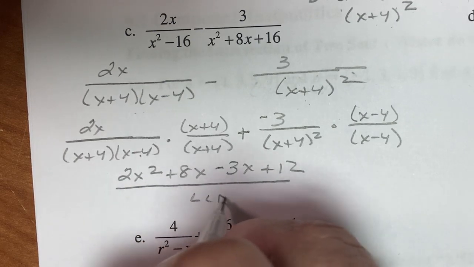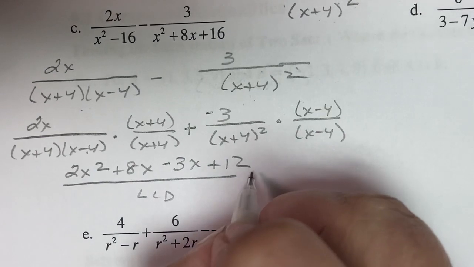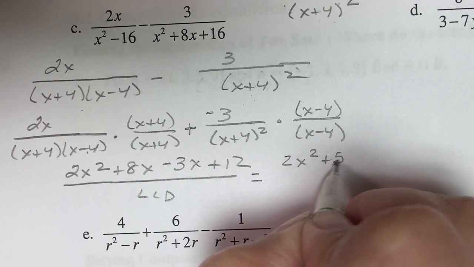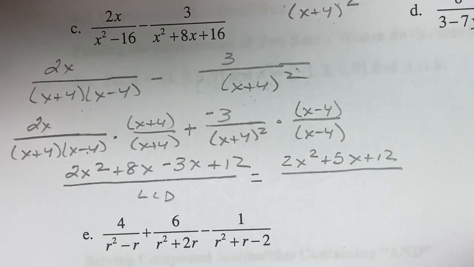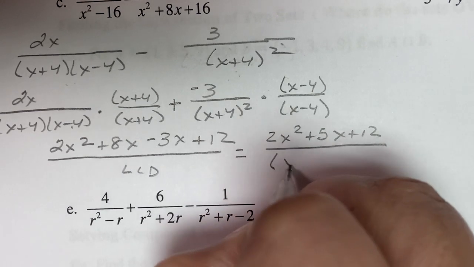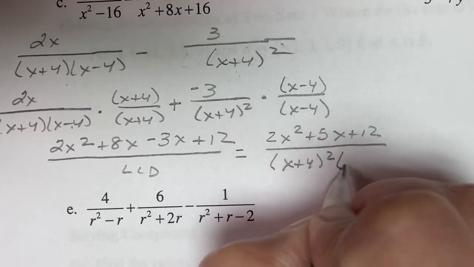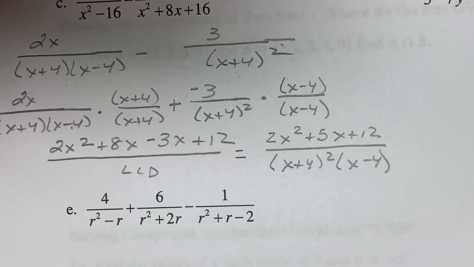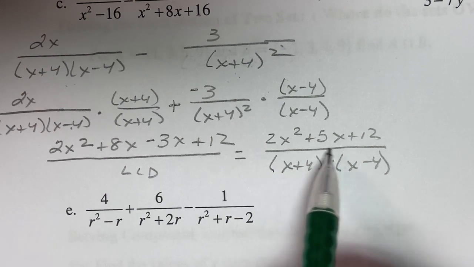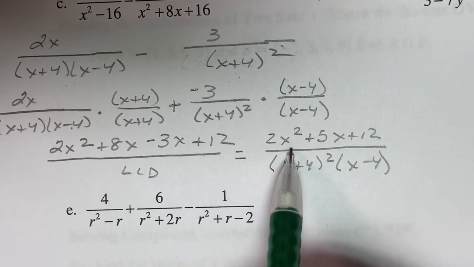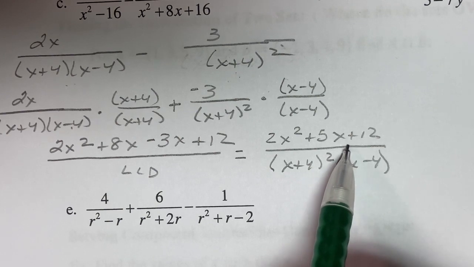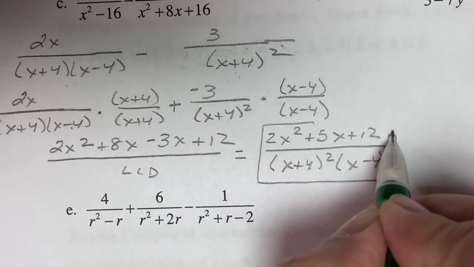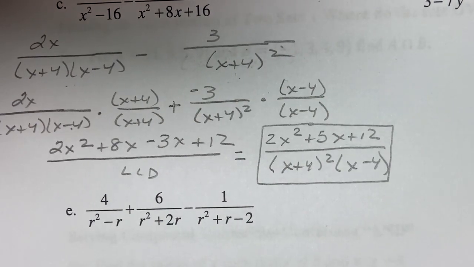And I'm going to get lazy here and just put that over the LCD. So combining like terms, I get 2x squared plus 5x plus 12. And that's going to go over x plus 4 squared times x minus 4. So now the last thing to do would be to figure out if this reduces. Is this going to factor? Well, I can tell you right now, you could try and try and try, but this is not going to factor for you. So this is our final answer for C.